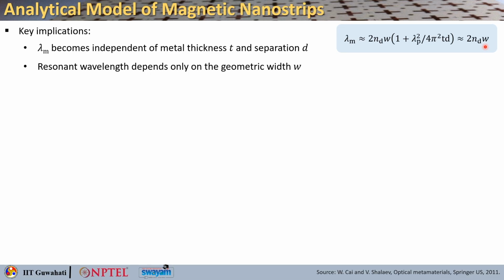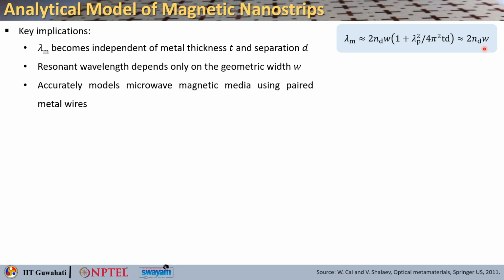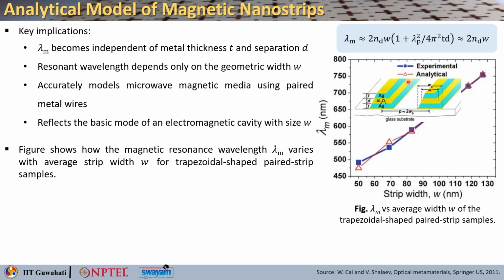So, this limiting case basically accurately describes microwave magnetic media using paired metallic wires, where the resonant wavelength is solely dependent on the length of the wires. Okay. So, not surprisingly, the second approximation leads to a natural solution for the basic mode of the electromagnetic cavity with a characteristic size of W.